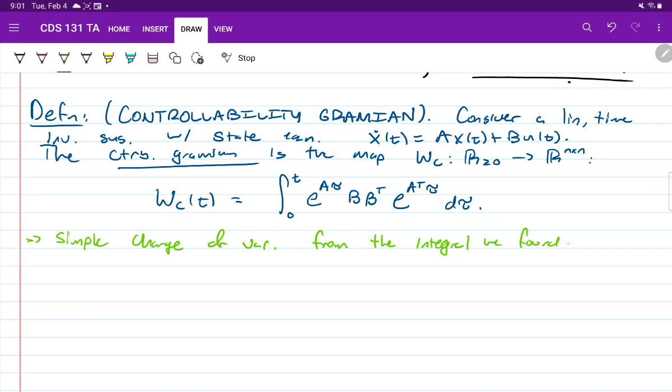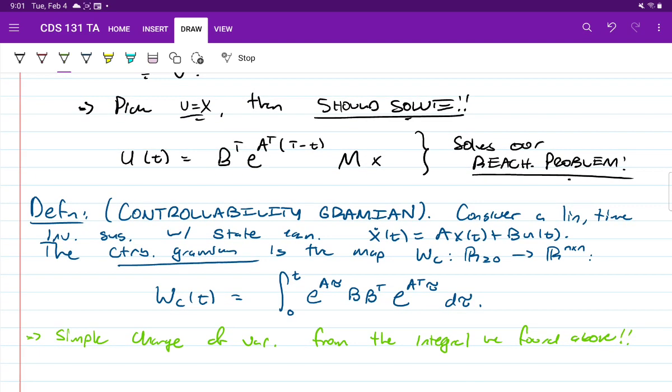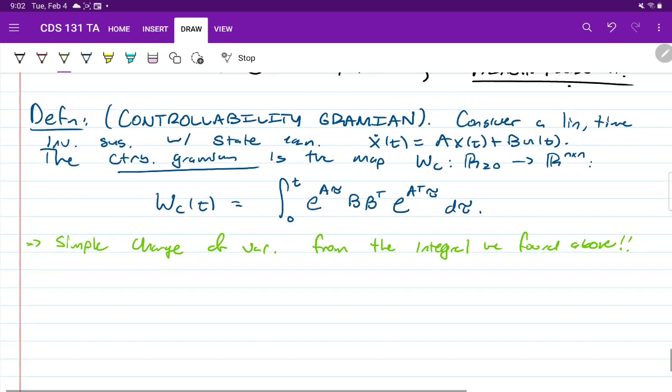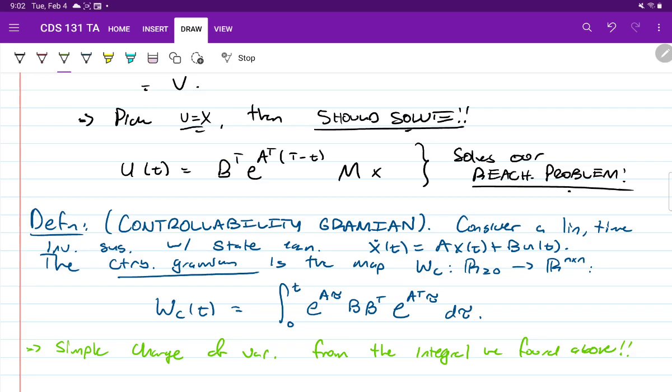So our basic derivation above leads us to believe that if this matrix is in fact invertible, then we should be able to solve our reachability problem. Because using its inverse, we can construct this input, which is u of t equals b transpose e to the a transpose (t minus t) times WC of t inverse multiplied by x.